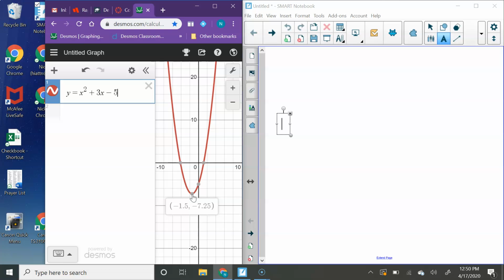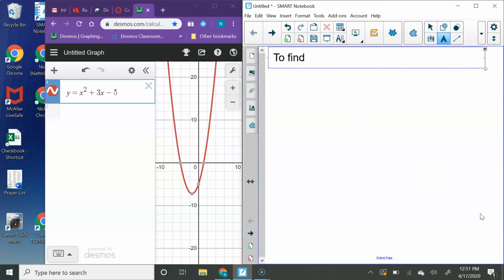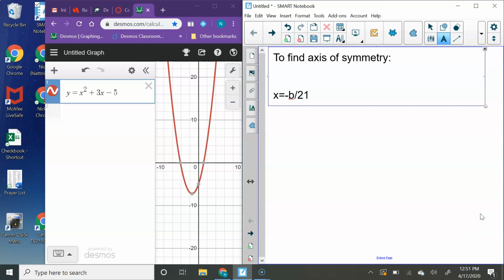So today what we're going to learn how to do is find this from an equation rather than the graph, because sometimes the graph may not be given to us. So to find the axis of symmetry, we are going to use the formula x equals negative b over 2a.